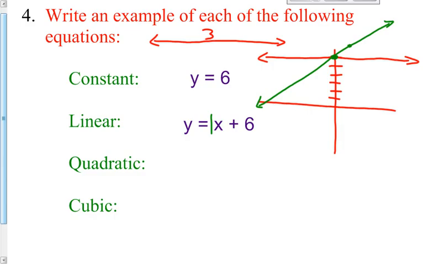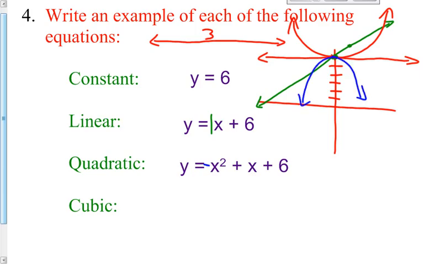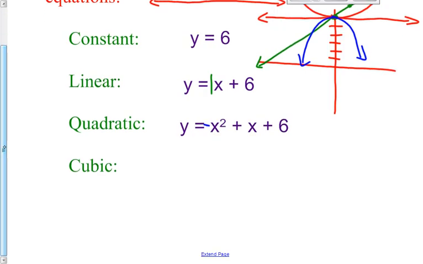Our next one is a quadratic. We just got done studying quadratics in chapter 6. Quadratics have y equals x squared plus x plus 6, for an example. These are always going to be parabolic in shape, so it might look something like this. Or if this was a negative x squared, then it would obviously open down. Something like that.